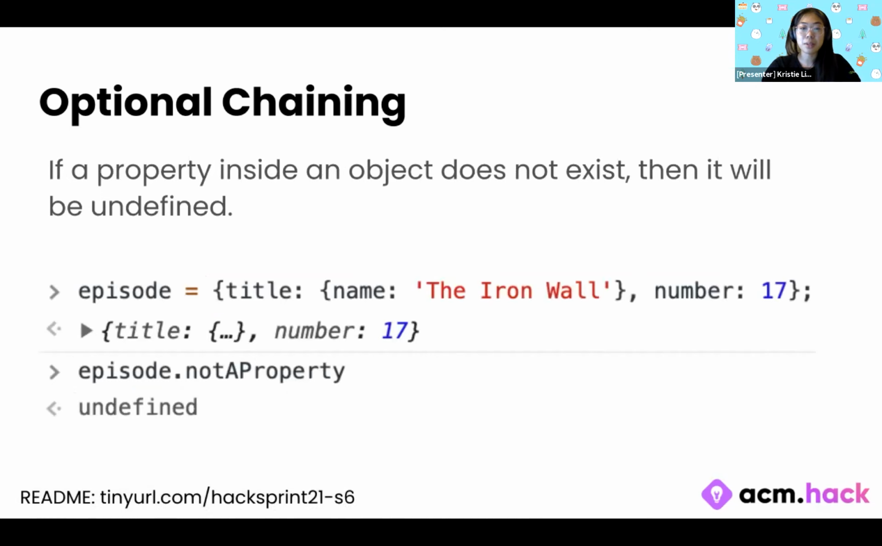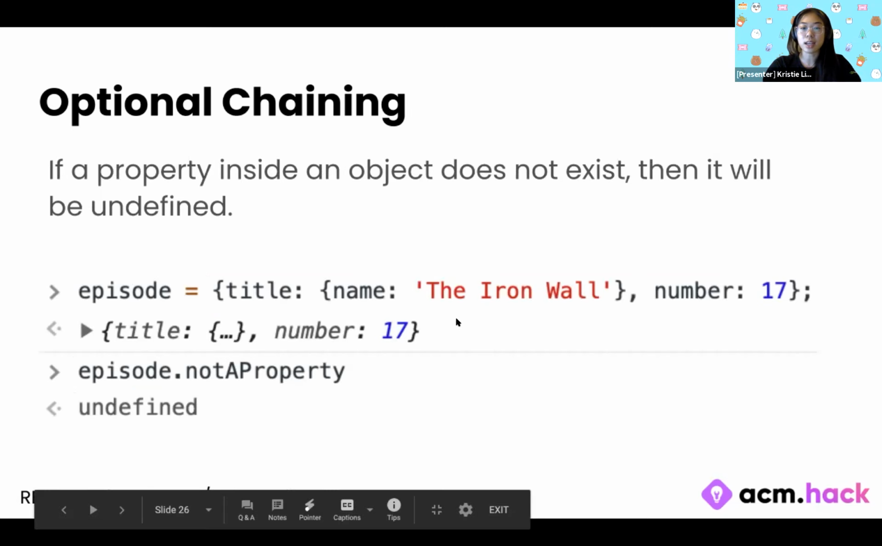Because if a property inside an object does not exist, then it'll be undefined. So for example, here I have a defined episode, but if I try to access a property that doesn't exist on it, I will get undefined, which is okay. There's no errors so far.